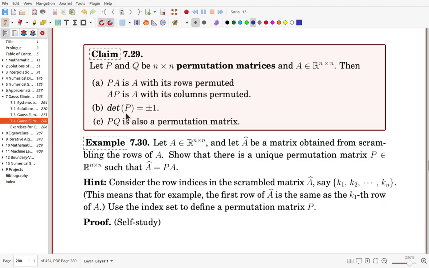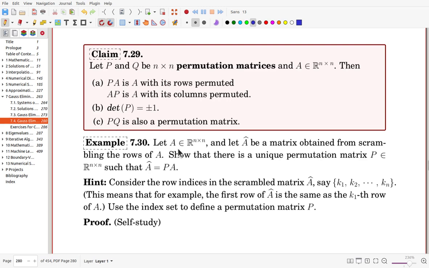The determinant of P, and also Q, must be either +1 or -1. If you make a product of two permutation matrices, then it is also a permutation matrix. Also, this claim can be easily proved.